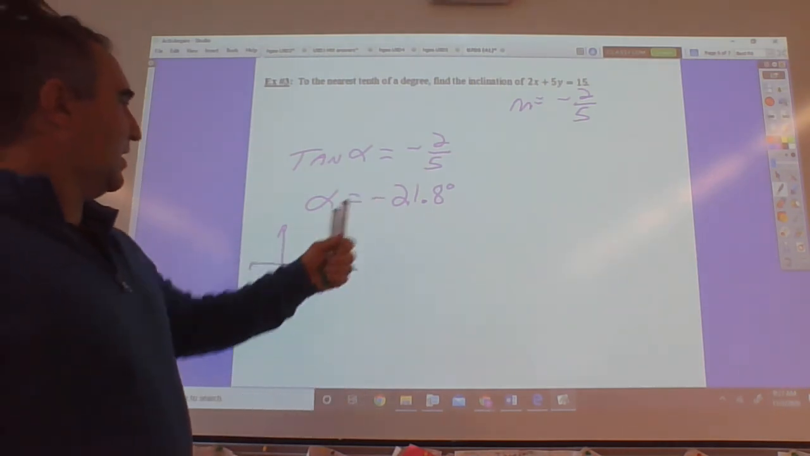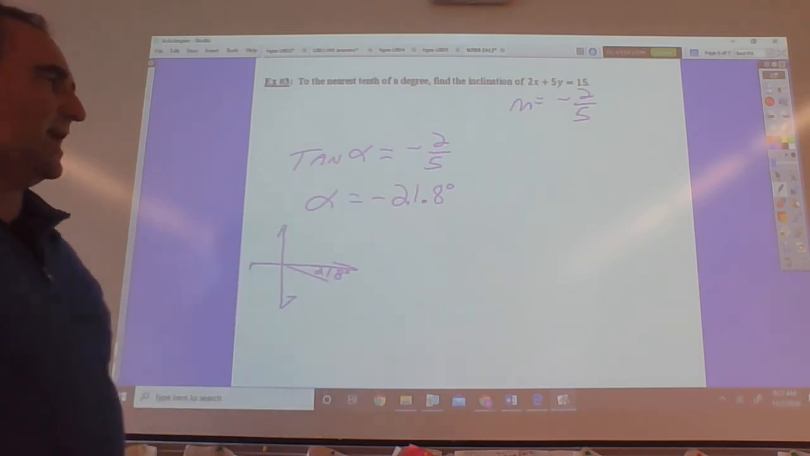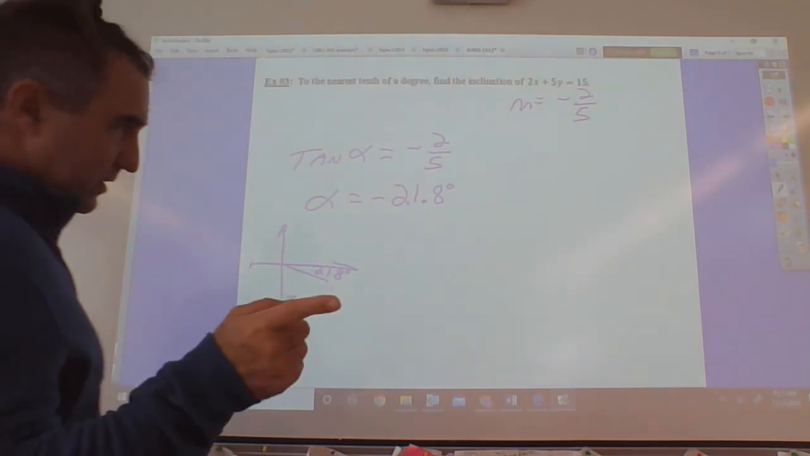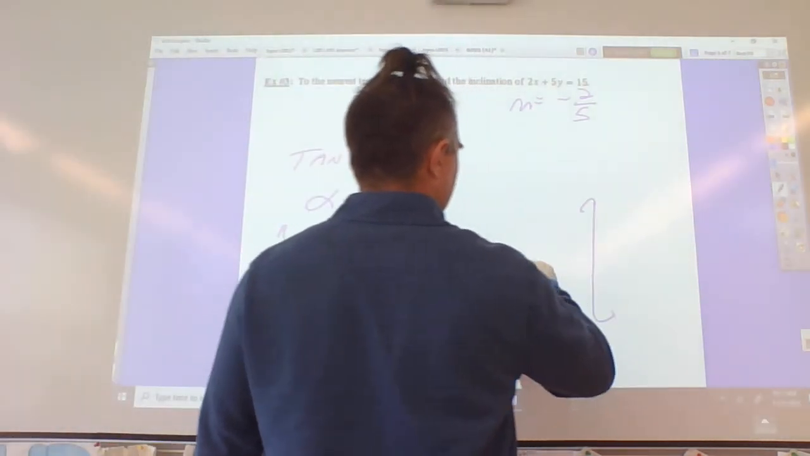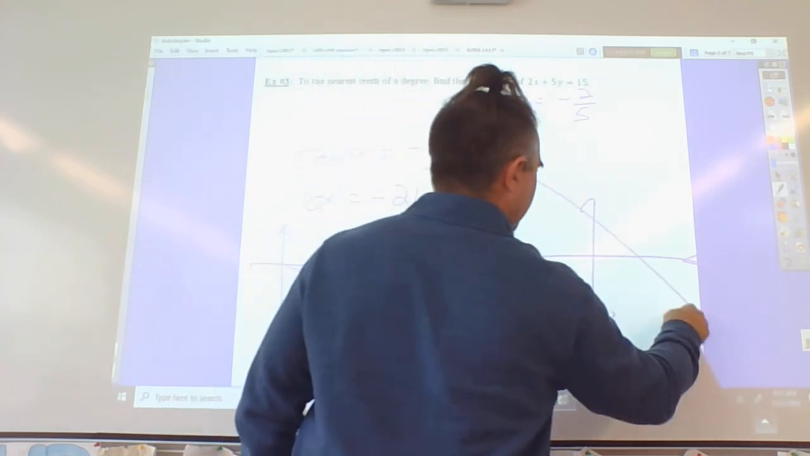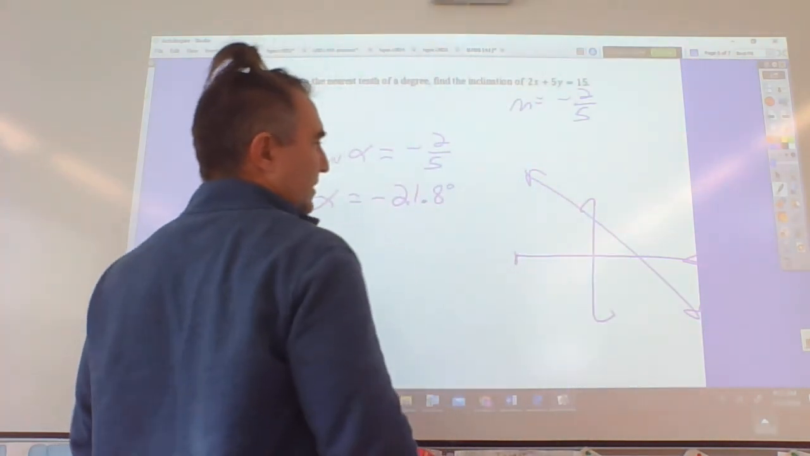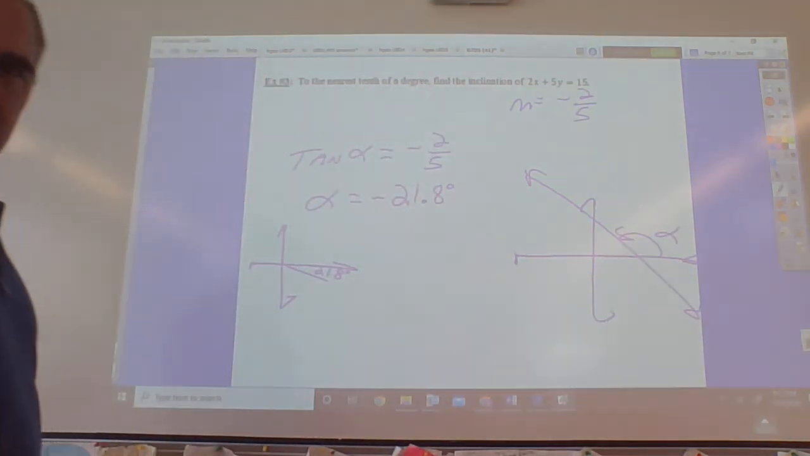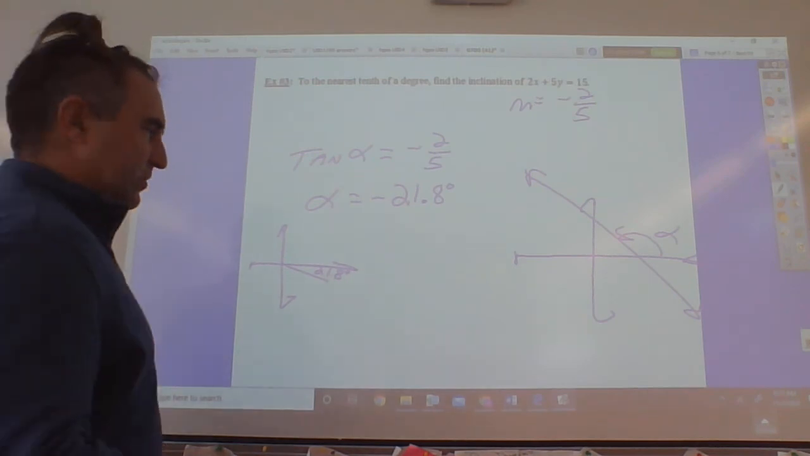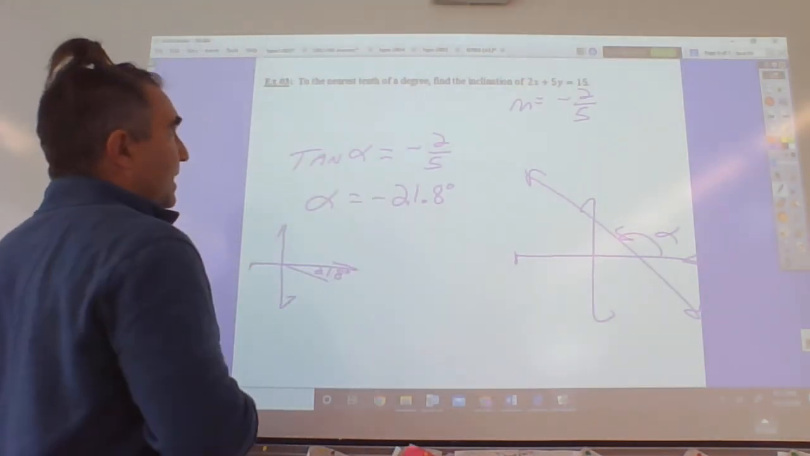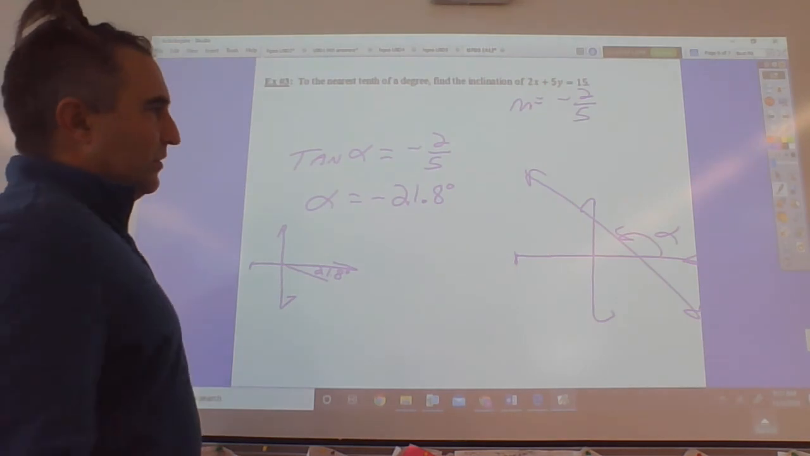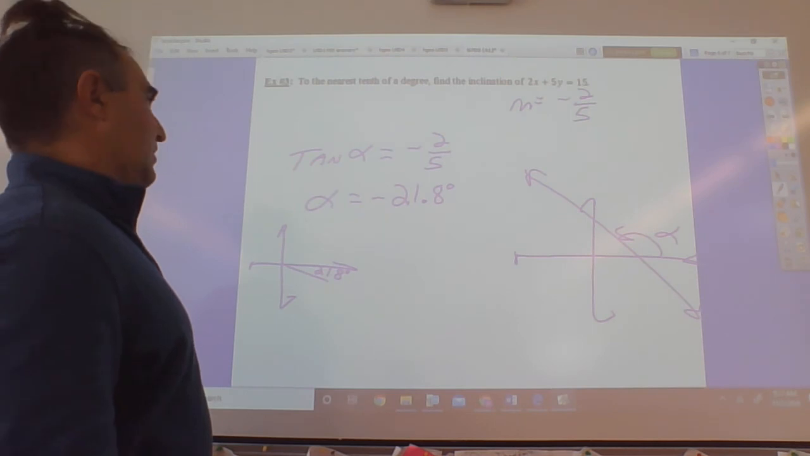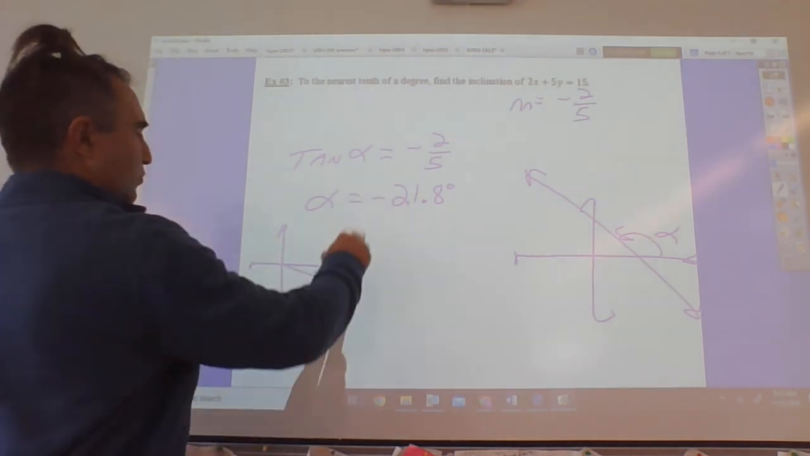Tangent's negative in the second and fourth quadrants, but we know that the angle can't be negative. So if it's going to be a negative slope, think about what that looks like. A negative slope is going to be downward. And so the angle of inclination should be a second quadrant angle. It should be an obtuse angle. It will be. So now basically what I'm trying to tell you is, find me the angle in the second quadrant with a reference angle of 21.8.